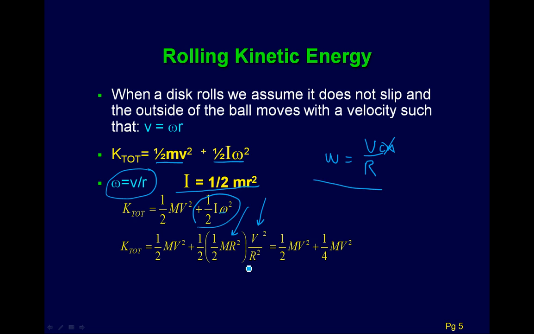Since omega is squared, it'll be v squared over r squared. A couple things happen. First of all, the r squareds cancel. And so the kinetic energy, when you write it out this way in terms of the velocity of the center of mass, does not depend on the radius of the object.